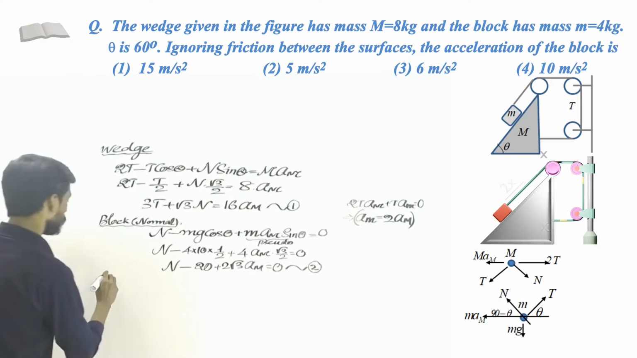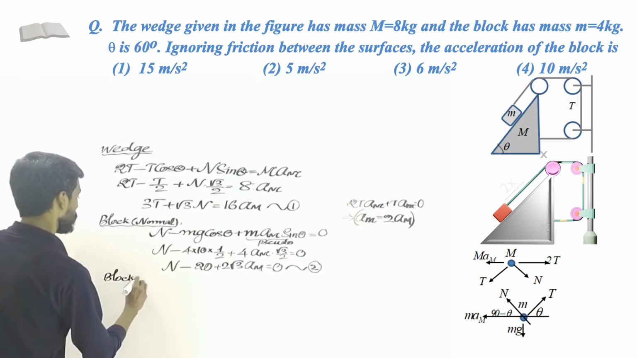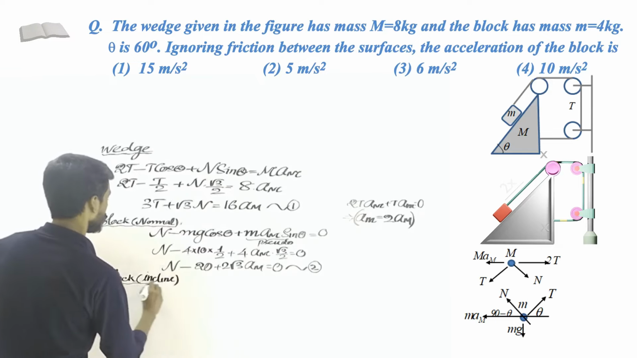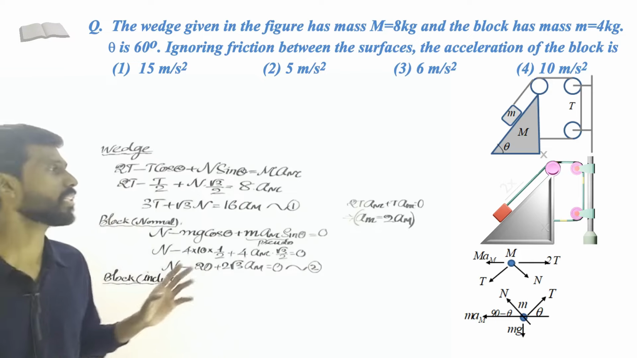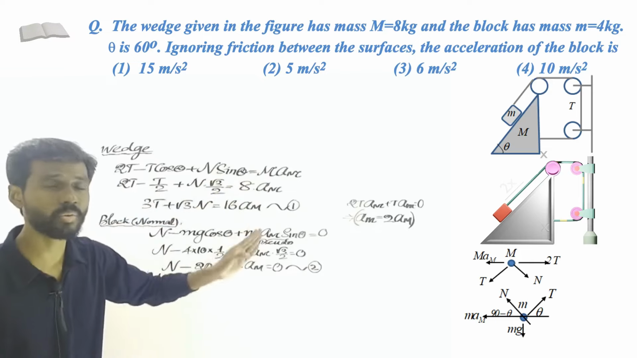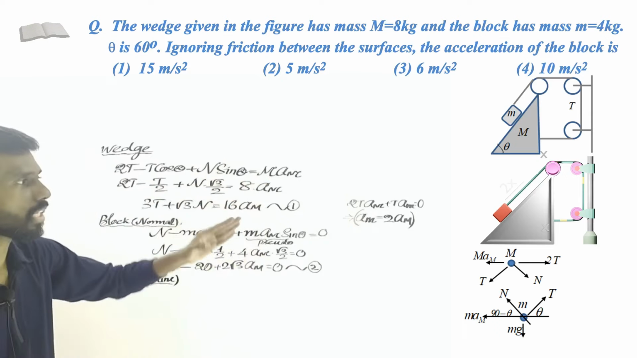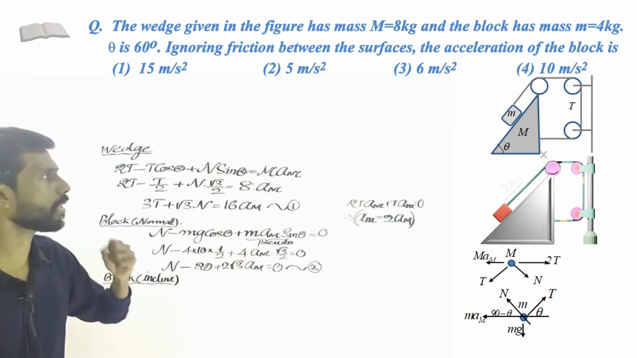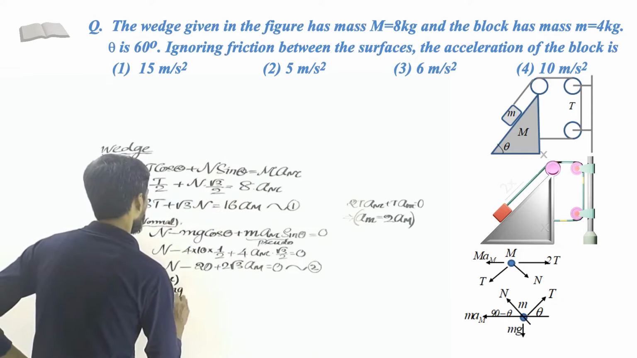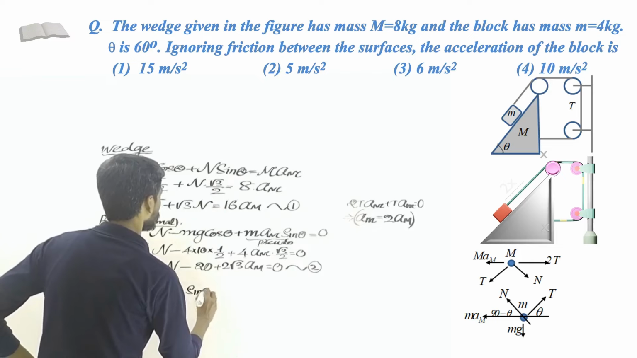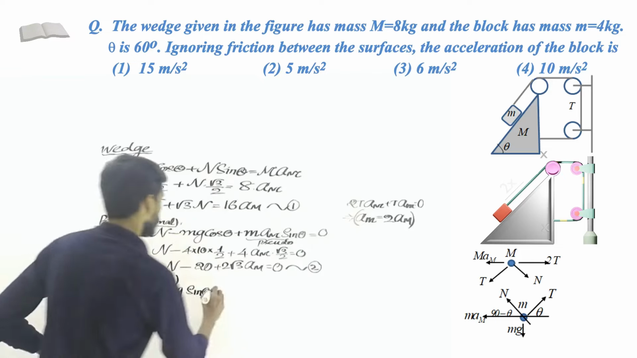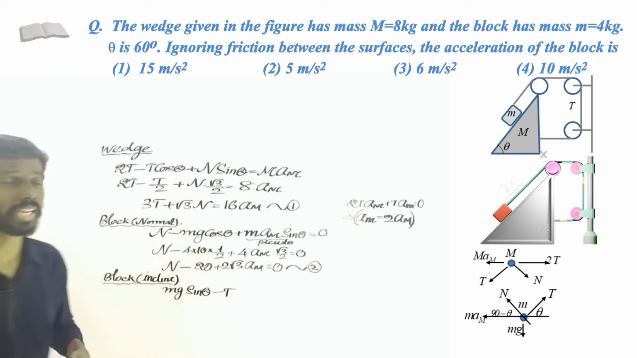So the block, now along the incline. Now what are the forces acting on the block? The tension is acting in the upward direction, right? So it is moving in the downward direction. So gravitational force in the vertically downward direction, you have to take its component. So mg sin theta along the inclined plane, right? And next, what are the other forces acting on this? So tension is acting in the opposite direction, minus T.